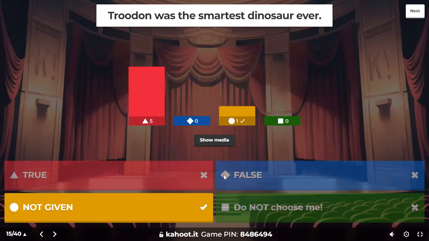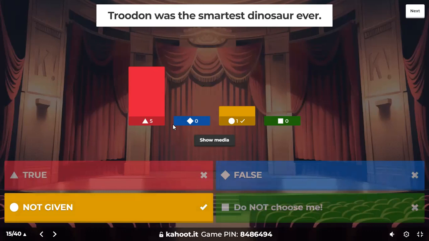Okay? So here we have Truden was the smartest. In the text we have one of the most intelligent dinosaurs. So it is smart, but we don't have enough information to say that it is the smartest. No, we don't have this. Now, this information is not given. There's only one student who answered this.